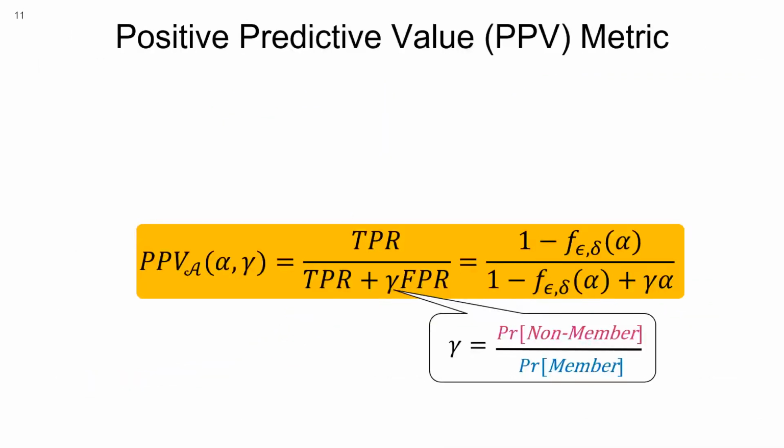This brings us to our second metric called positive predictive value that does take the prior into consideration. PPV measures the fraction of true positives among all the positive membership predictions made by the membership inference attacker. Similar to the advantage metric, PPV is also bounded between 0 and 1, where greater value denotes higher privacy leakage.